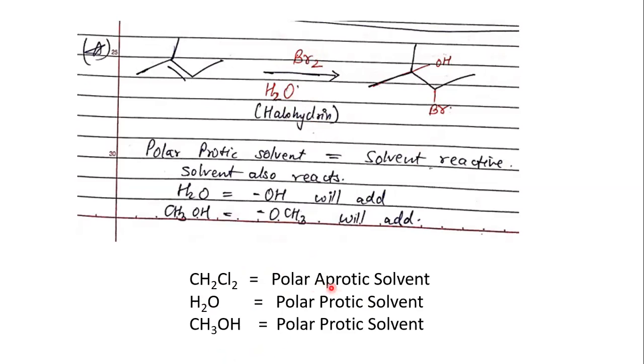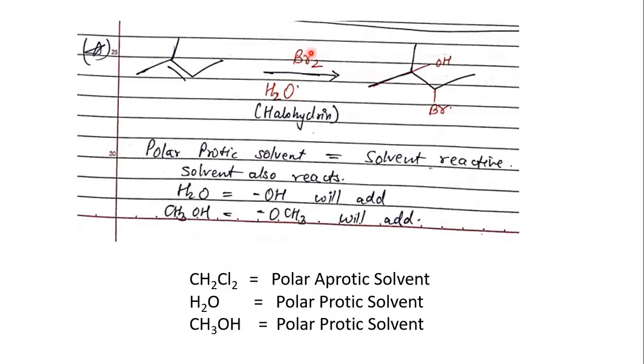I've drawn all these solvents here. Dichloromethane is a polar aprotic solvent. Water is a polar protic solvent. Methanol is a polar protic solvent. Protic means there has to be a hydrogen attached to oxygen. In both cases, water and methanol, there is a hydrogen attached to O, meaning these are protic solvents. You can see in dichloromethane, there is no hydrogen attached to oxygen or an electronegative nitrogen. That is why this is a polar aprotic solvent.